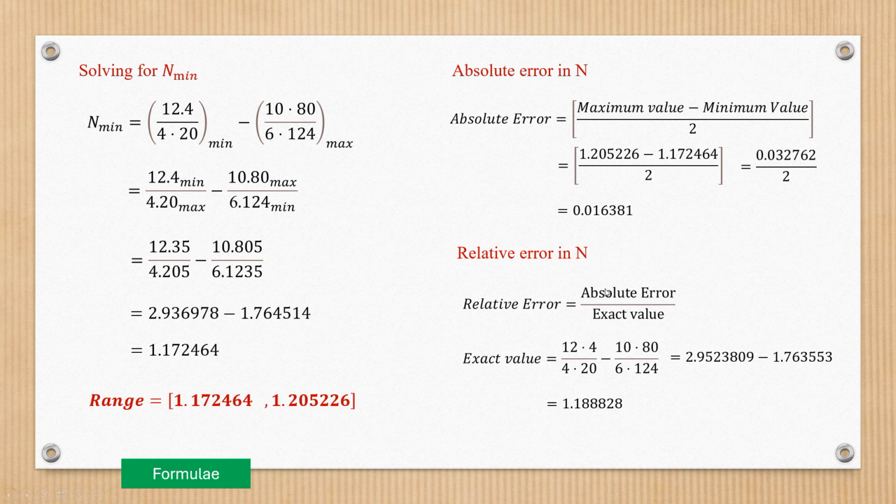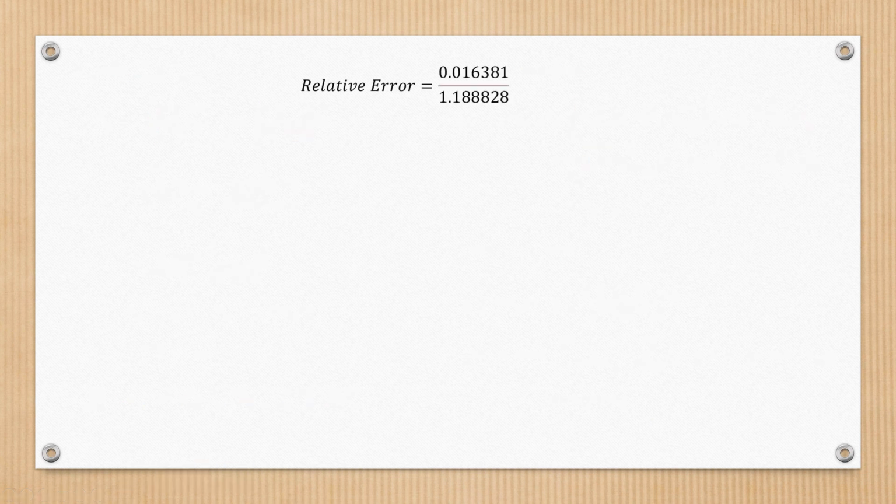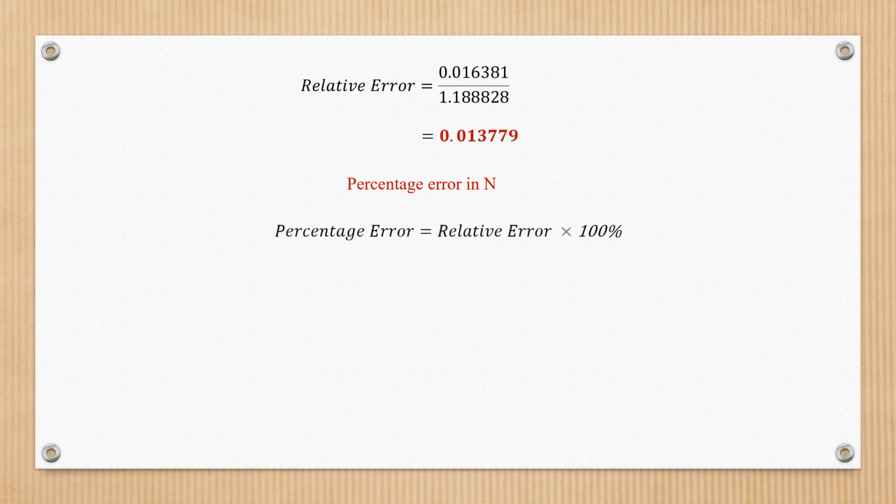And then I'm going to divide the absolute error by that exact value. So this is what I have, and the relative error shall be 0.013779. Alright, so now that I know that, I can now find the percentage error in n. The percentage error is got from relative error times 100%. So this shall be 1.3779%, and this is the answer they wanted.